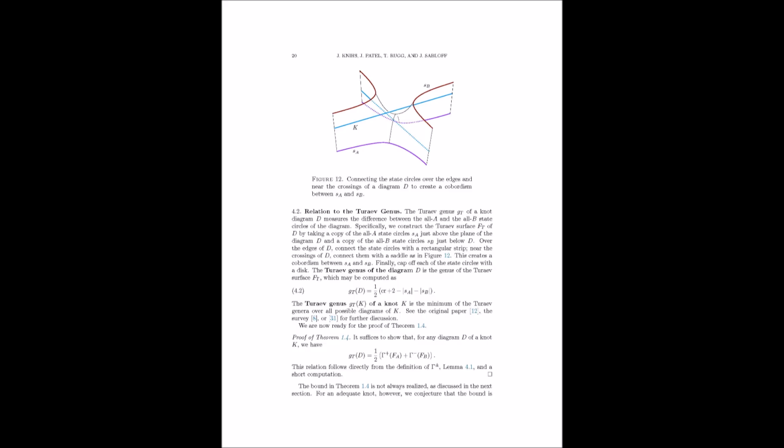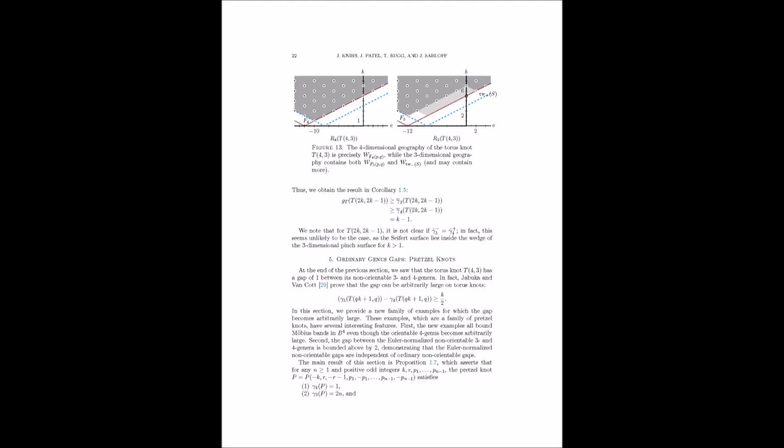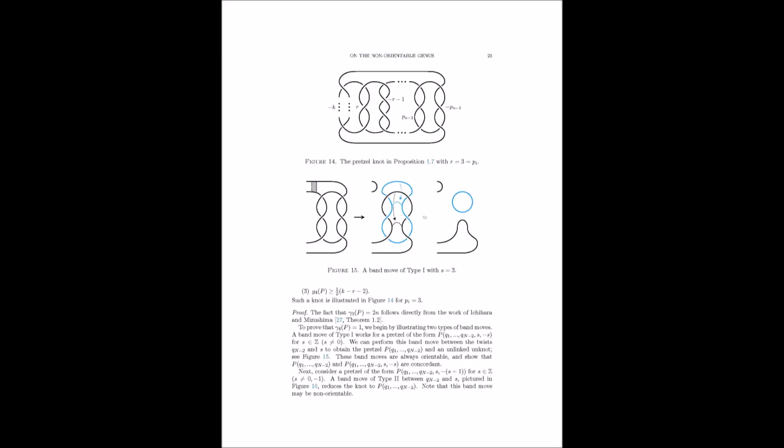And proposition 5.1 confirms that for this family, the normalized gap is small, less than or equal to 2. Again, showing the stability of the new invariant. The ordinary gap is infinite. The normalized gap is tiny. Completeness check on section 5. Differentiating the type 1 and type 2 band moves is the key to that gamma 4 and 1 proof.